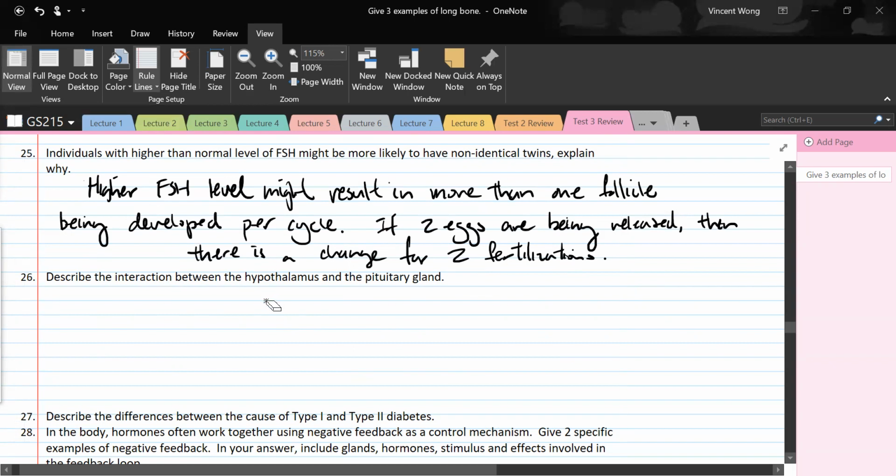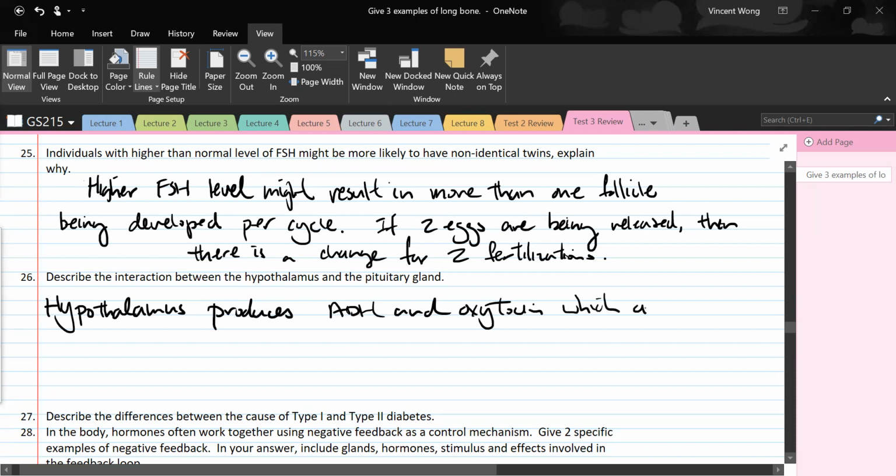Describe the interaction between the hypothalamus and the pituitary gland in very simple sense. I mean, we spent quite a bit of time talking about this, but if I have to summarize it in a simple sentence or two, hypothalamus produces ADH and oxytocin, which are stored and released from posterior pituitary.